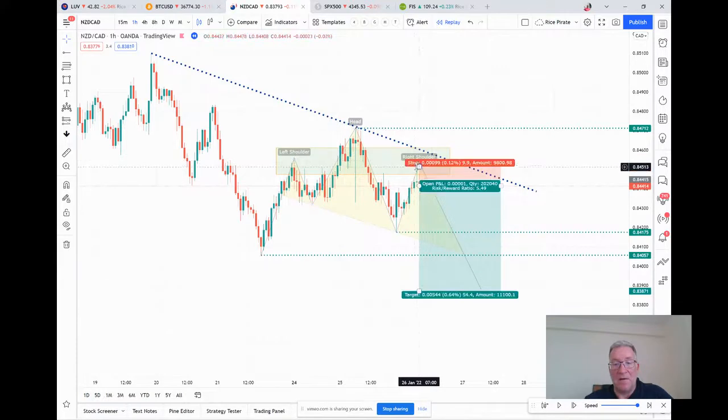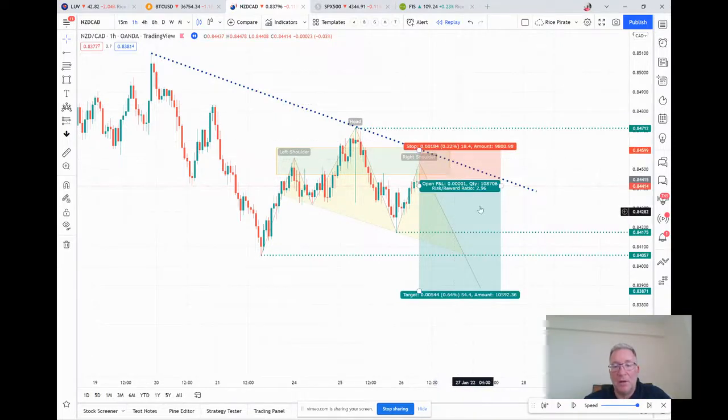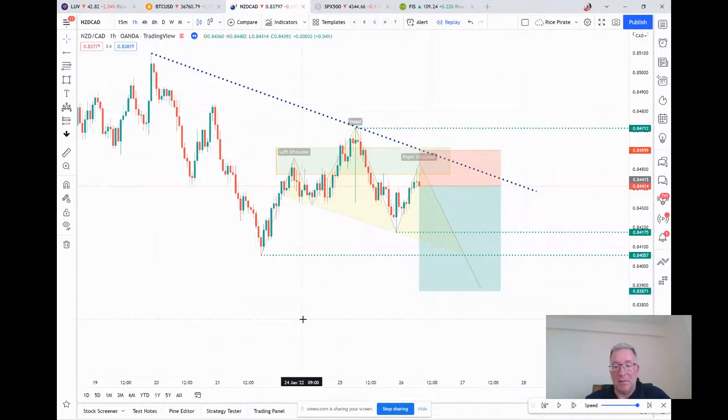Now on this one also, I remember that I actually had my stop right up here somewhere. I think it was right on that line. Okay. So that's what I did. Let's just look at what it does.